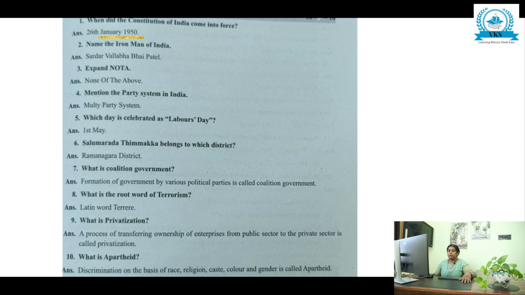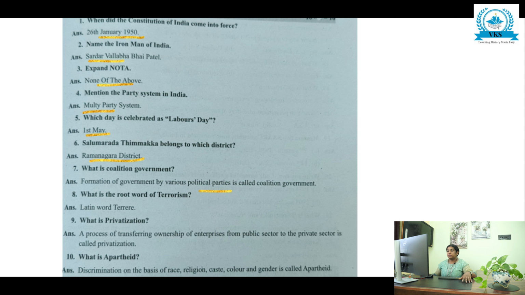Name the Iron Man of India. Same question repeated, man with iron will, that is Sardar Vallabhbhai Patel. Expand NOTA, repeated question, none of the above. Mention the party system in India, multi-party system. Which day is celebrated as Labour's Day? 1st May. Salamurada Timmaka belongs to which district? That is Ramnagar district. What is coalition government? Formation of government by various political parties is called as coalition government.